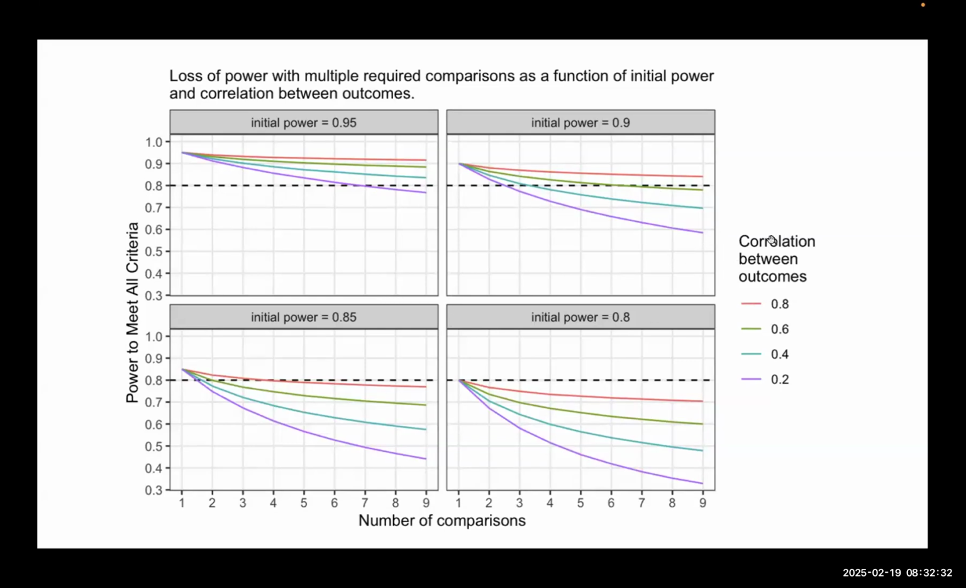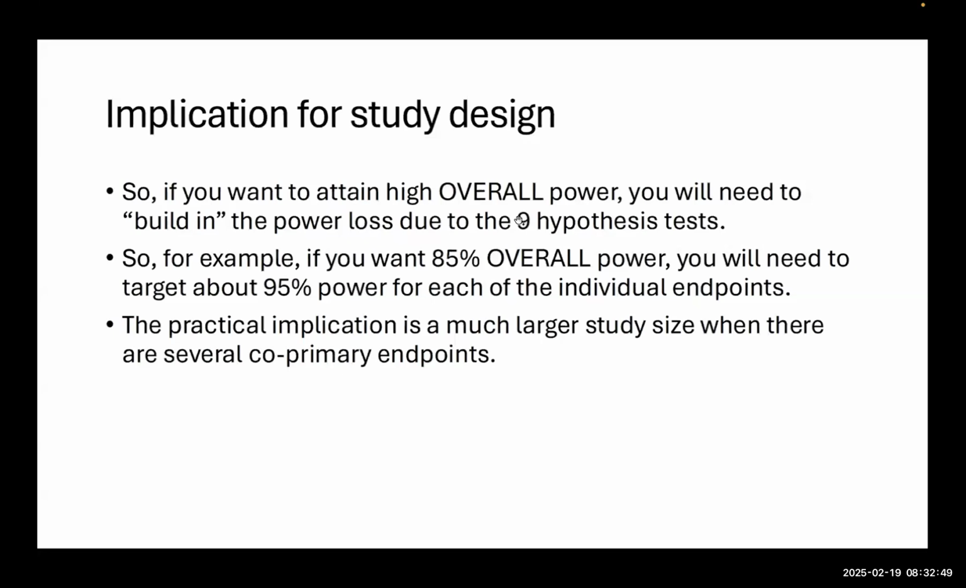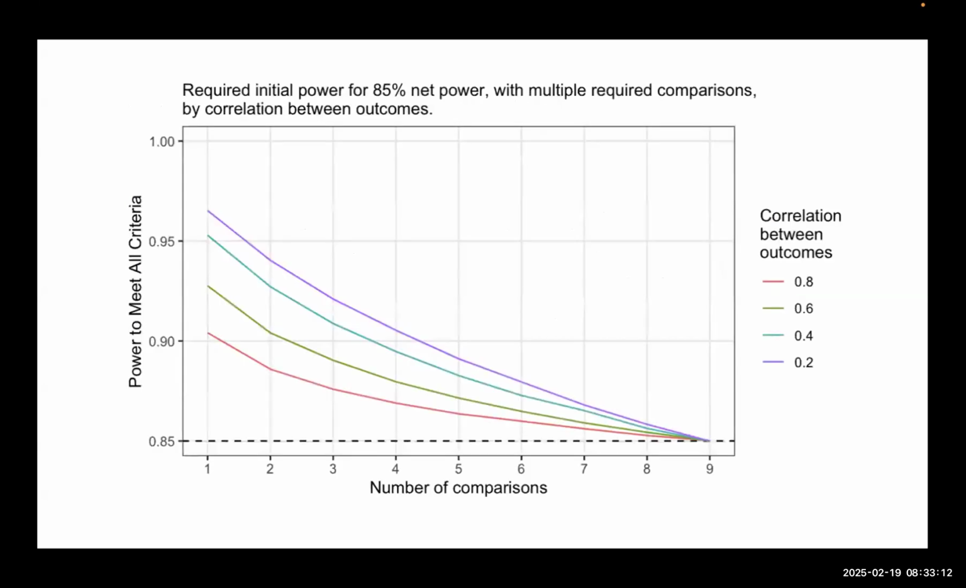And the amount it goes down depends on whether the outcomes are correlated or not. These 4 lines on this chart show the range of realistic correlation between hypothesis tests. So the worrisome thing is, if you want high overall power for your study to meet all 9 of these endpoints, you have to build in the power loss due to this multiple comparison issue. If you want 85% overall power, what you really need to do is target each of the individual comparisons to somewhere around 95%. So much larger sample size because you have so many co-primary endpoints.